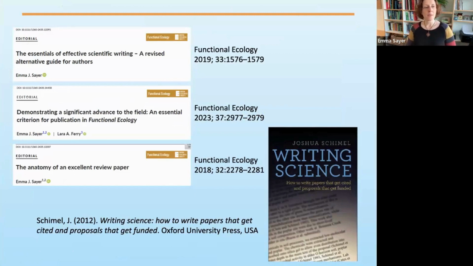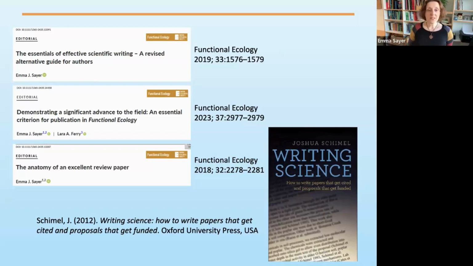There's Essentials of Effective Scientific Writing, and then Demonstrating a Significant Advance of the Field, which was published just this December, and The Anatomy of an Excellent Review Paper, which deals mostly with review papers, but a lot of the techniques that are relevant there are also very relevant for, say, an introduction and a discussion for a paper. Some of the techniques that I'm going to show are also included in this book by Joshua Schimel, Writing Science, which I recommend as a resource if you really want to know things in more detail and do some more practical exercises.